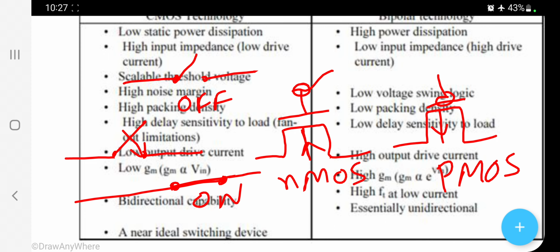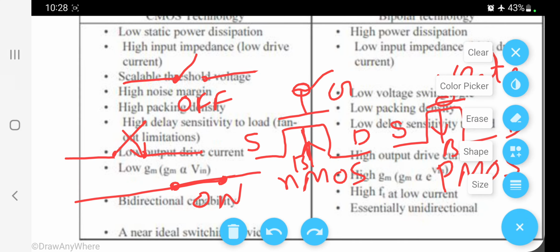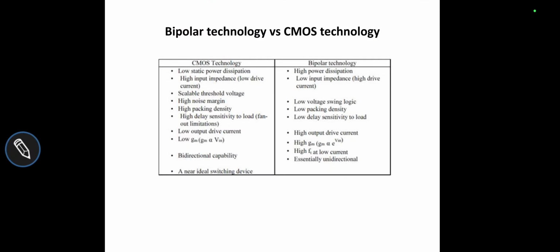Okay, whenever we provide sufficient gate voltage, this is gate, this is source, this is drain, and this is for NMOS also: gate, source, drain. The fourth terminal is going to be bulk or body, and in the PMOS also the fourth terminal is going to be bulk or body. Okay, so this is about the comparison between CMOS and bipolar technology.